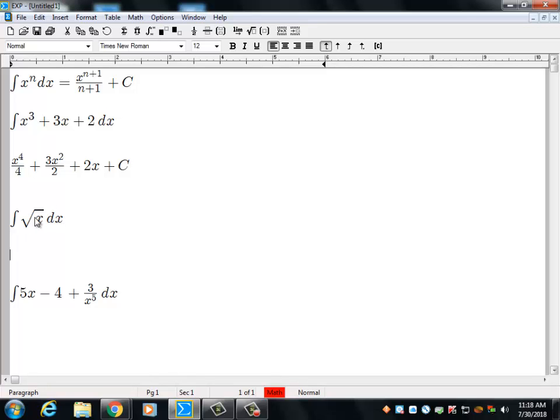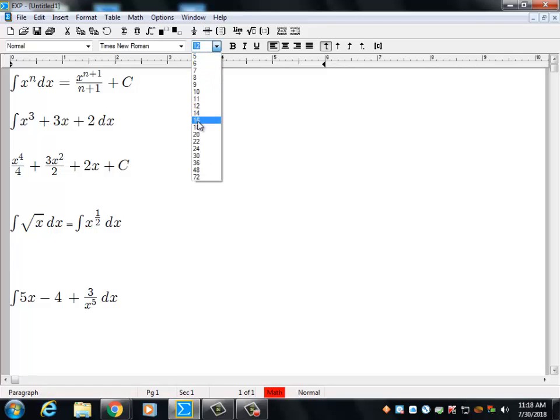Okay. So what is this one going to be? Any ideas? I raise it to the 1/2. Okay, so that's exactly what you want to do. What you want to do is take this and say that this is equal to this, but this is x to the 1/2, right? And now what are you going to do? Add 1, put it on the bottom.